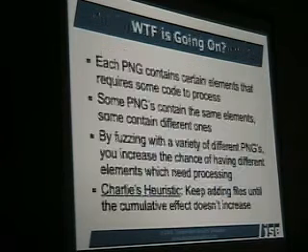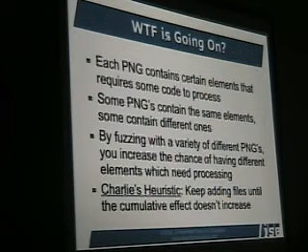So what's going on? Well, basically each PNG has certain elements in it that have to be parsed by the library, and almost all of these are optional. So some PNGs are going to have certain elements in them, and some of them aren't. When you get different PNGs, they're going to have some elements in them, and it's going to require some code processing. If you fuzz a lot of different PNGs, there's going to be a better chance that any random little element is going to show up in that collection of PNGs.